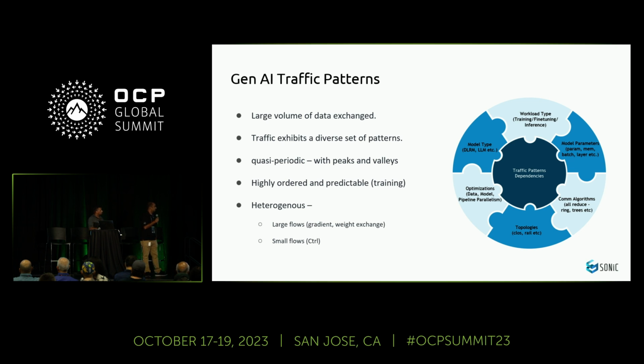The traffic has peaks and valleys, because when the operation is happening, there is a period of time where compute is busy and a period of time where the network is busy. So it's quasi-periodic with peaks and valleys, and highly ordered and predictable in the case of training. But inferencing is driven by user load, so it's highly unpredictable and depends on the user demand. And as I said, the traffic flow is also heterogeneous. It's either large flows for communication when you exchange your gradients and parameters, or small flows when you exchange your control information using gRPC kind of things.